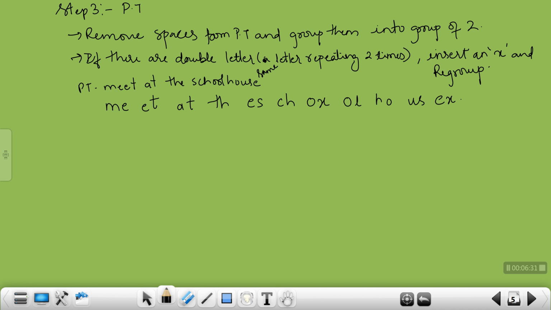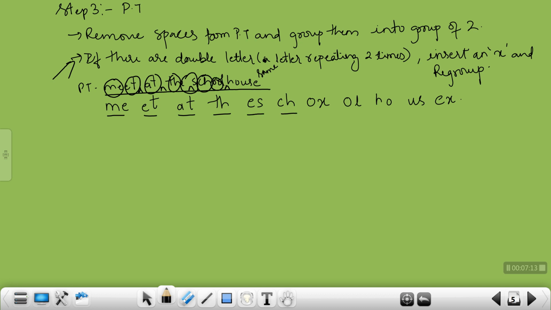What I have done over here is, your plain text was this: meet at the schoolhouse. So I will remove all these spaces, and I will group the alphabets into 2 alphabets. But while grouping, we have to take note of certain things. For example, when we try to split over here: meet, M E E T A T H. Two letters I have grouped together: A T, T H. Then this E N S of school, then this C and H of school, which I have written over here, E S C H.